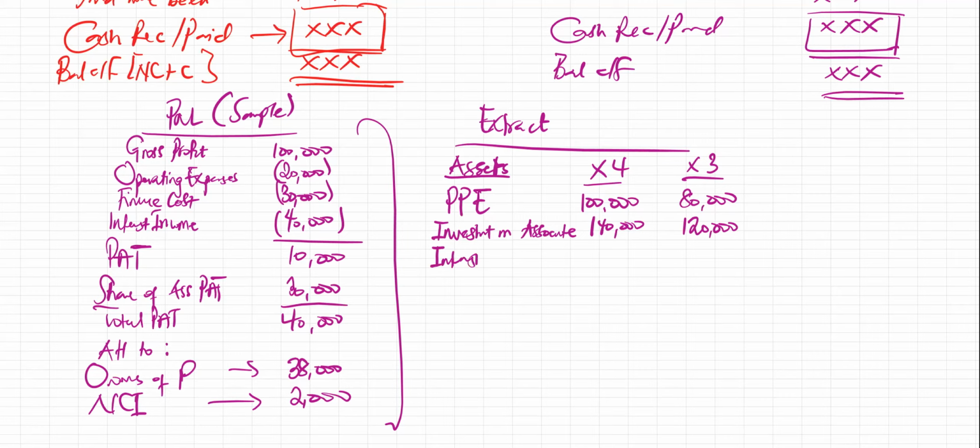Then we had interest receivable, 20,000 and 50,000. Okay, so this is what we have. Then we have goodwill, 115,000, then 110,000.